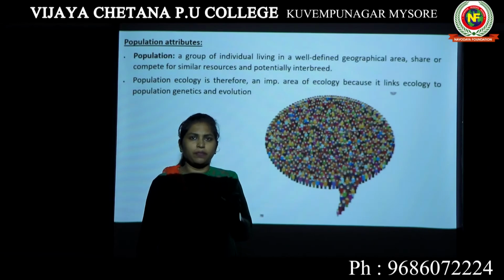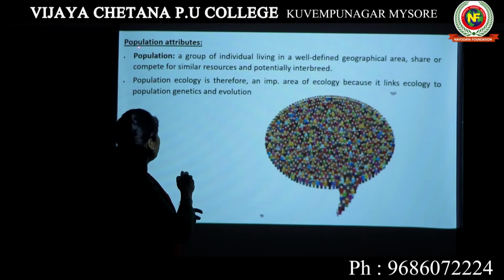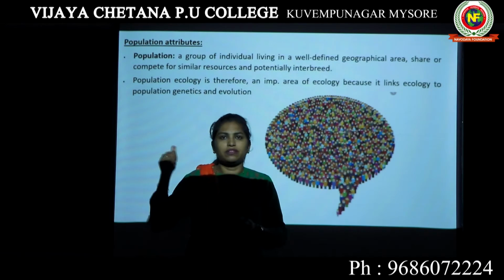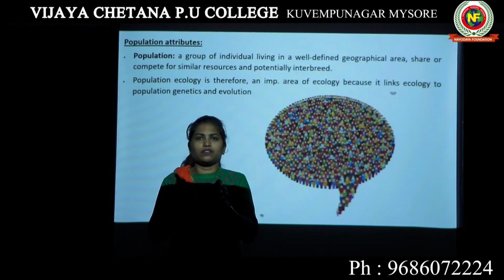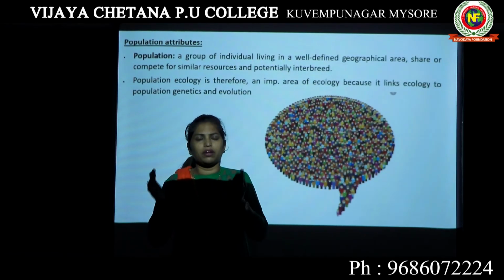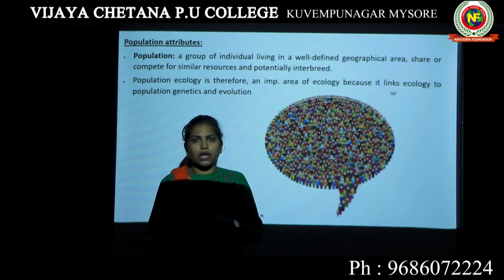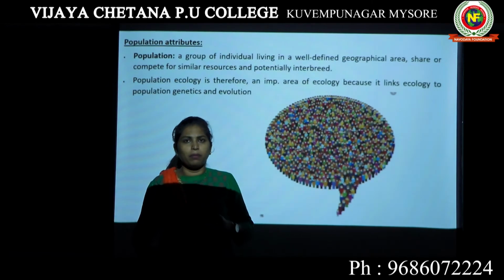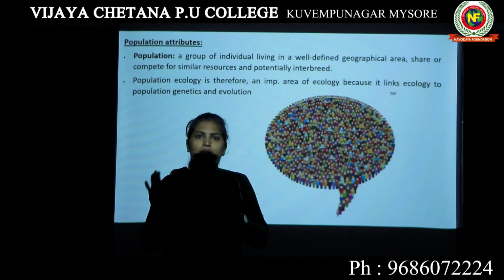It could be anything. Here we are talking about population attributes. Then this refers to characteristics of a population. Okay, you know what is a population? Group of organisms living in one particular geographical area. They belong to the same species. They share the resources, or they compete for the resources, and finally they interbreed with each other and produce offspring.